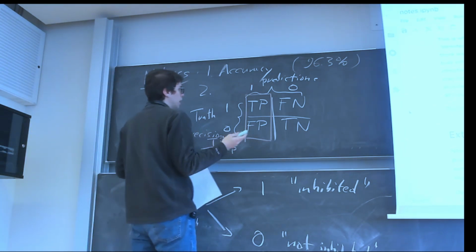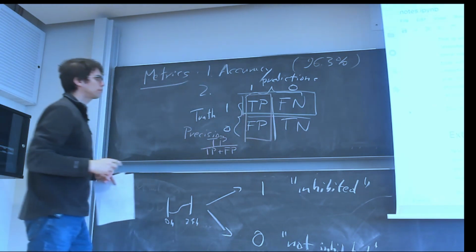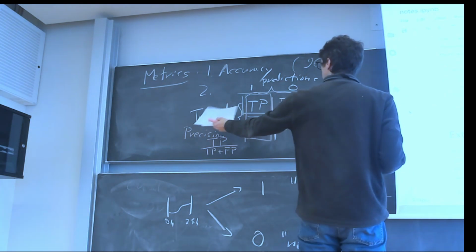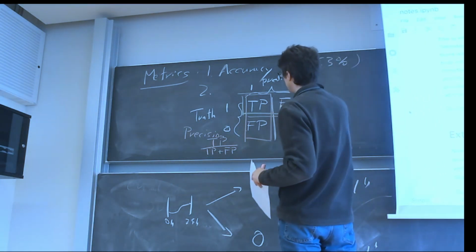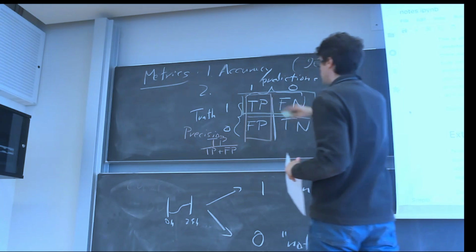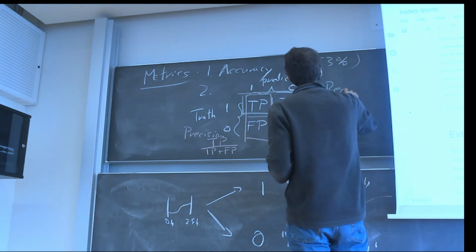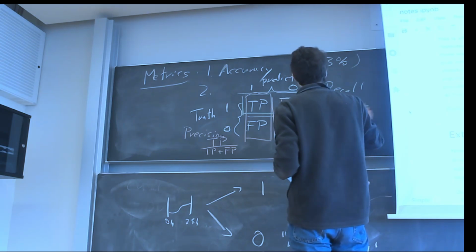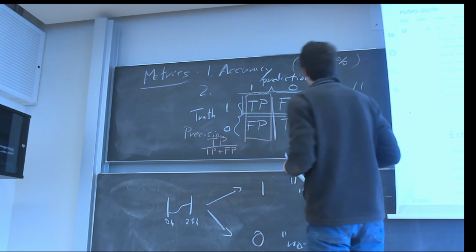Which is interesting to know, but there are other numbers that are interesting to know. For example, what's called the recall. If we're given a 1, like we know from the ground truth that it's a 1, how much of the time are we saying that it is 1 and not that it's 0? So that's called the recall, which is now TP over TP plus the false negatives.